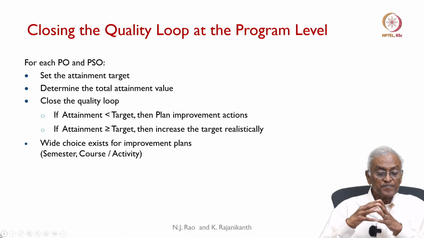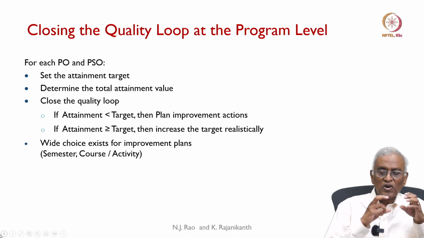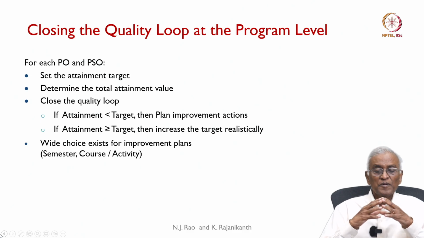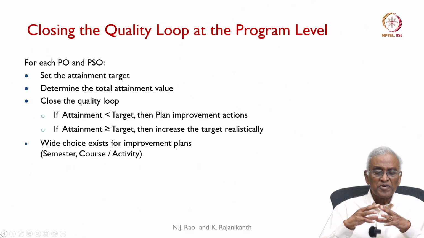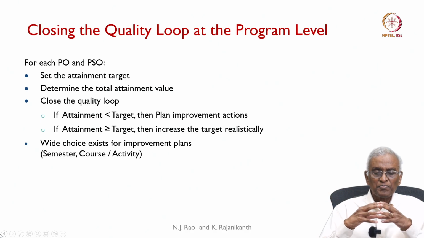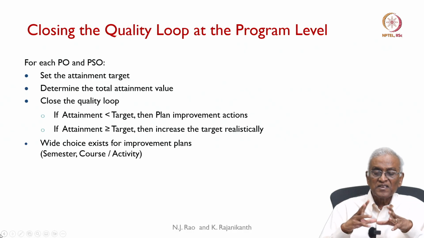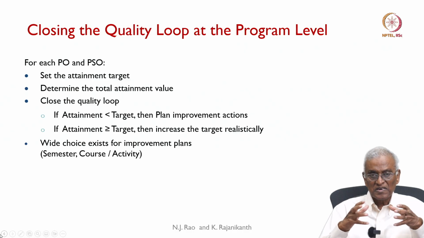For example, at a course level, you are only talking of one course and its course outcomes. But when you look at a PO, a PO is concerned with the whole program. So if you want to improve a particular PO, where do you introduce these improvement plans? Where do you suggest that? That again should be decided by the group of faculty of the department.